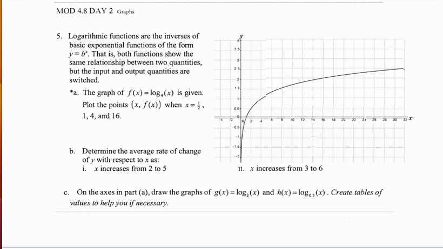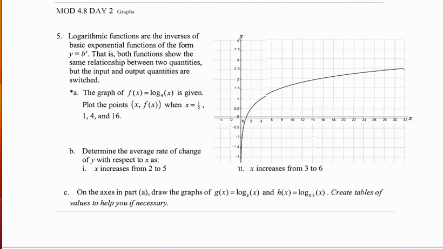So today we're going to focus on the graphs and the domains of these functions. We're going to do a little bit of the notes. We're going to do a little bit of the homework. So look at number 5 with me.